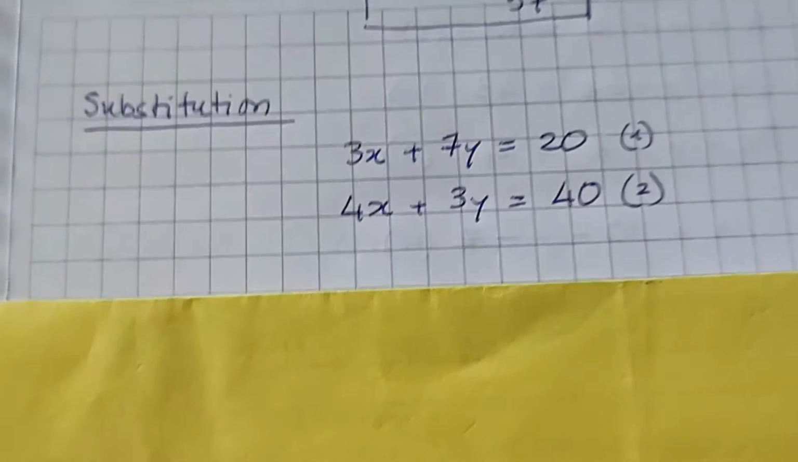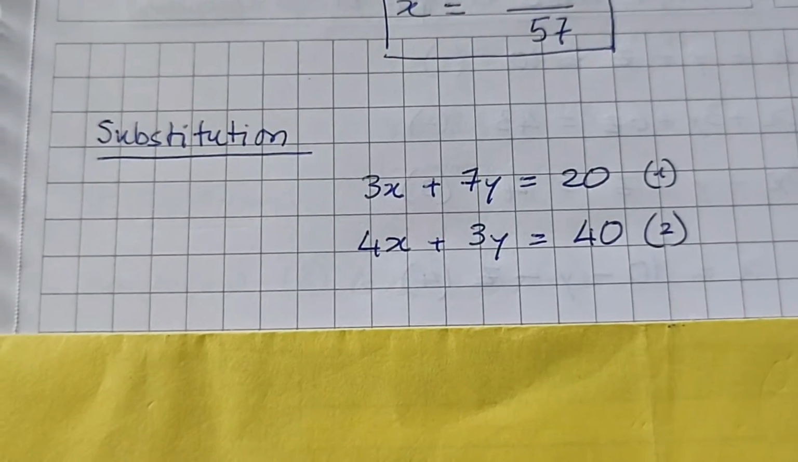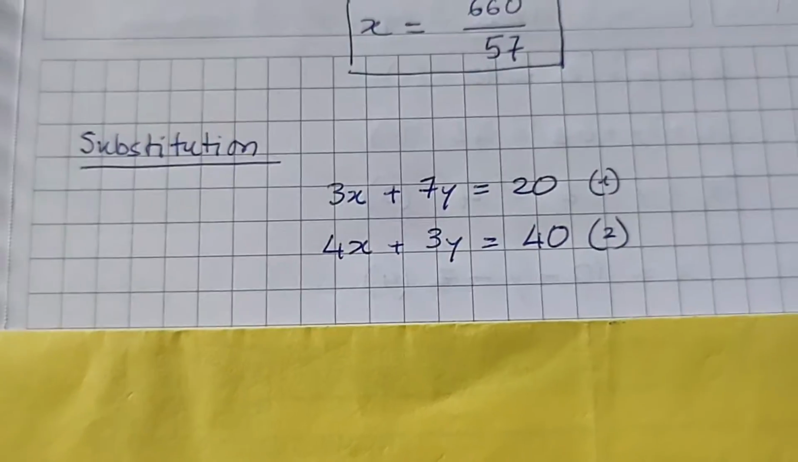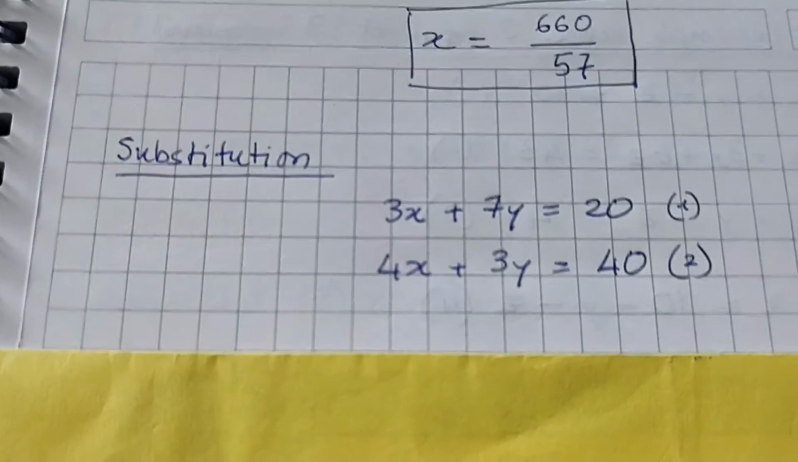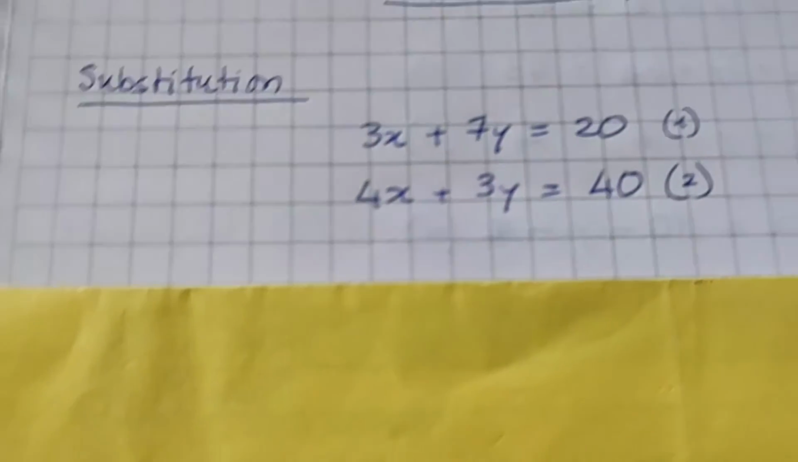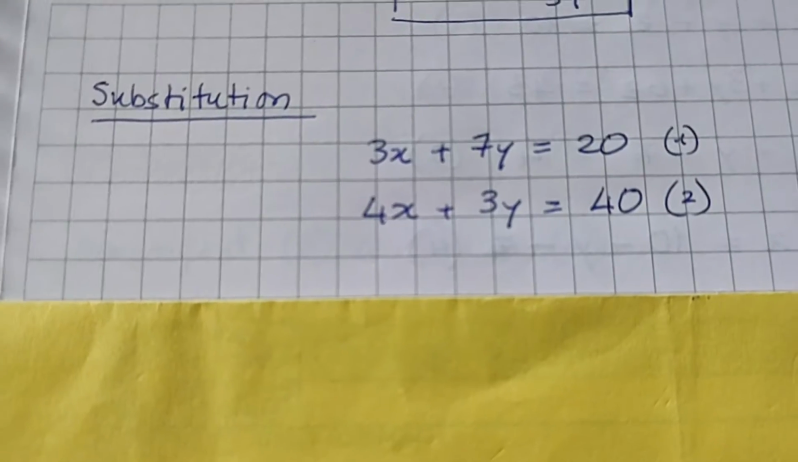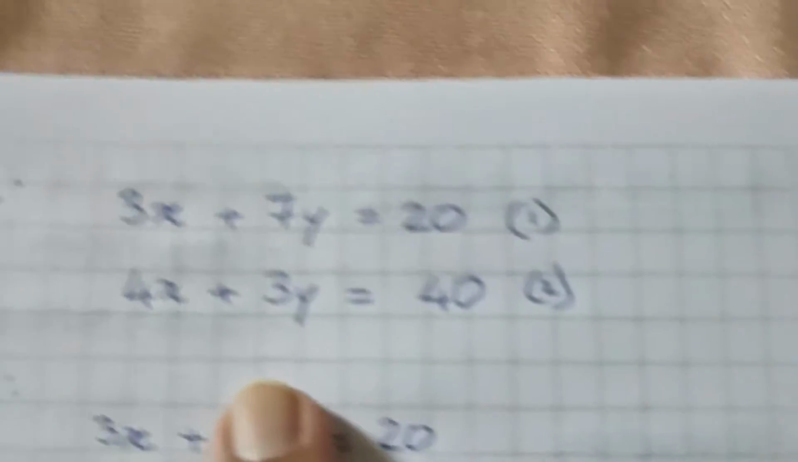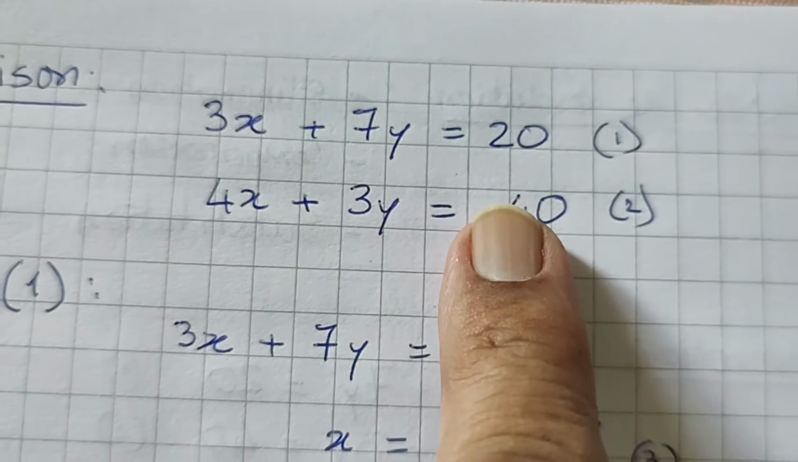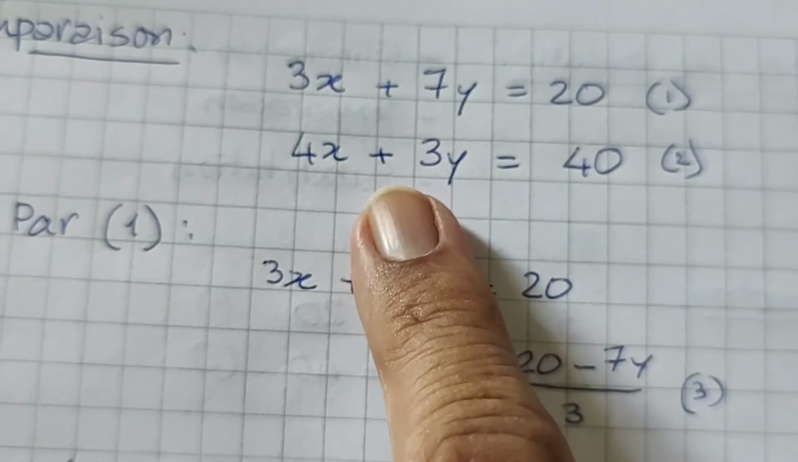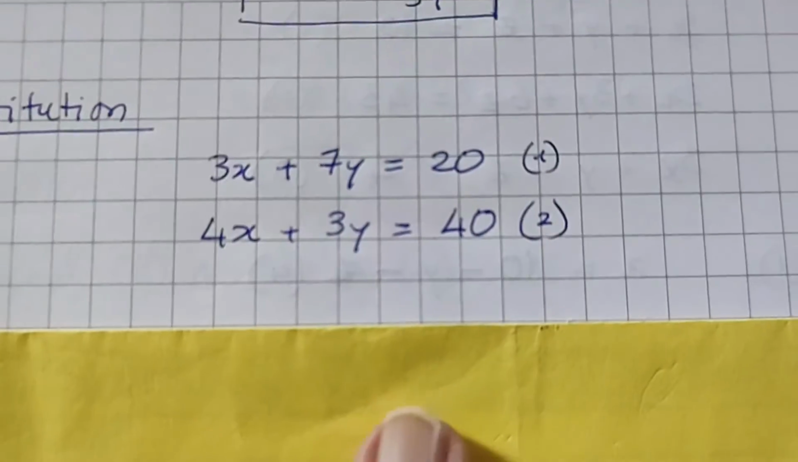So today we'll learn a method called substitution, which can be applied even for a set of equations which are more than two equations. So three equations with three unknowns, or four equations with four unknowns. Okay, so we'll take the same example that we took earlier. 3x plus 7y is equal to 20, and the second equation is 4x plus 3y is equal to 40. So that is what I have here.